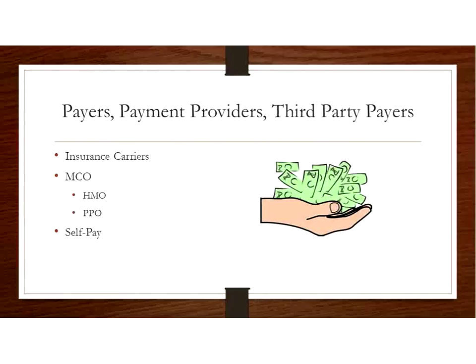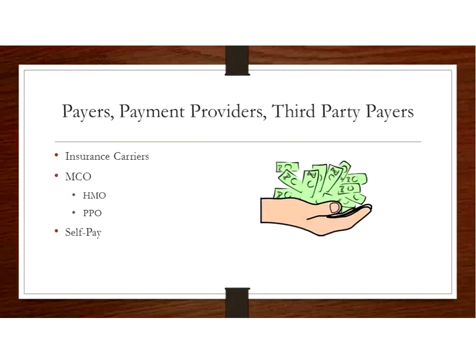You have your MCOs. These are your managed care organizations that actually include your health maintenance organizations and your preferred provider organizations, your HMOs and your PPOs. Your managed care organizations provide and manage all aspects of that patient care, and they have different forms of plans that they use to do that. Some of them are more restrictive than others.